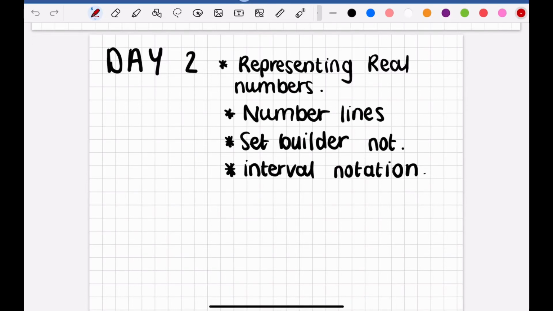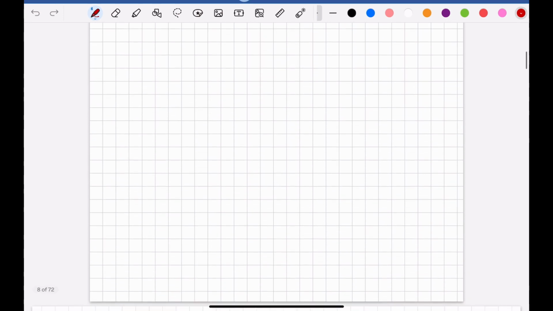Hello grade 10s, this is your next short video on representing real numbers, number lines, set builder notation and interval notation. Okay, so let's get started.